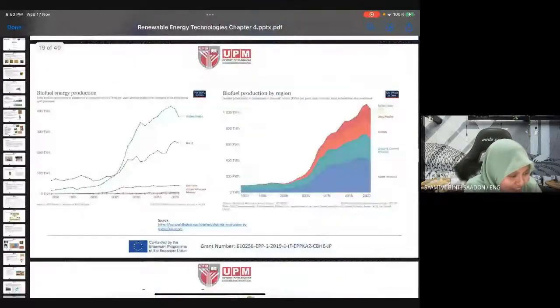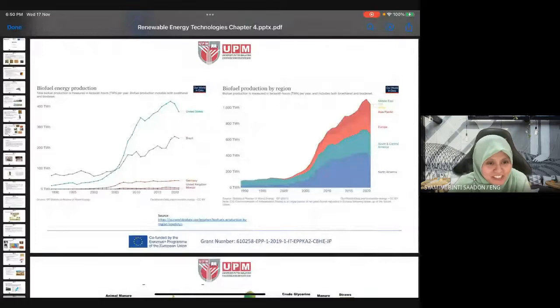Okay. So, biofuel energy production. This is some of the statistics. Worldwide, of course, the United States is still the highest in terms of biofuel energy production. But if you look at the regions, Middle East, North America still, and Asia is less compared to America and Europe in terms of using biofuel production.